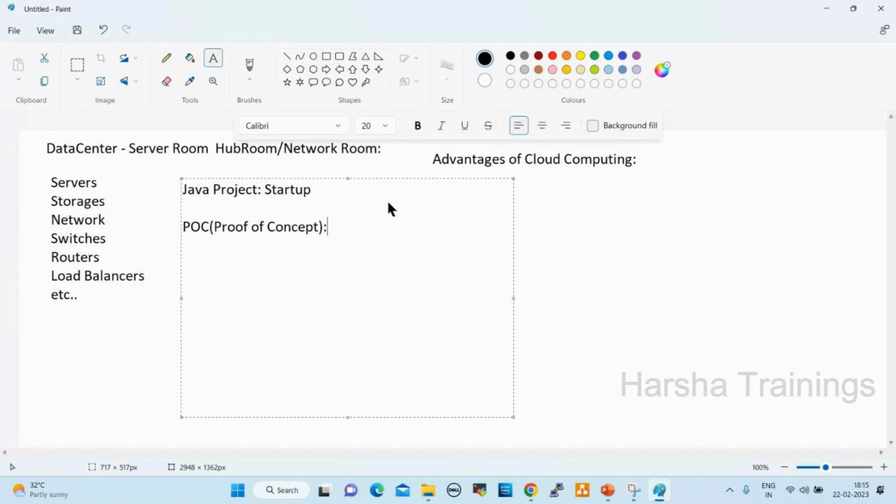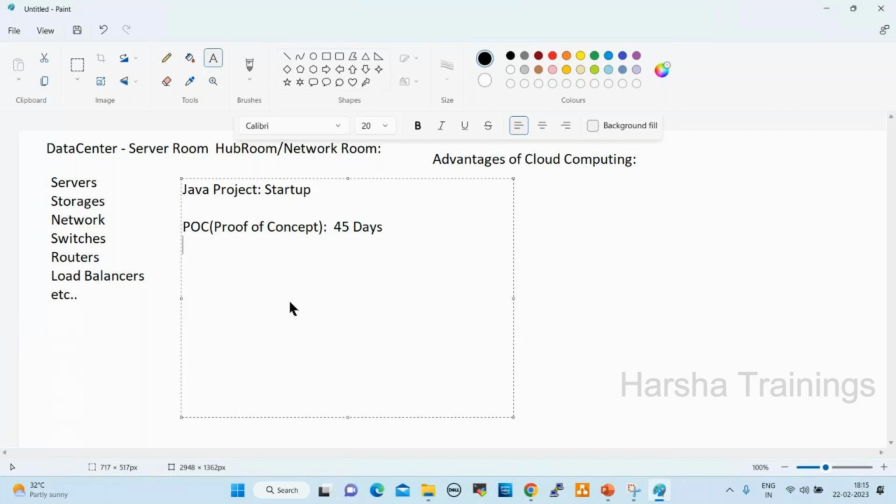The same way, when we want to get any real project, we need to prepare one POC and showcase this POC to the client. If the client approves, we get the real project, right? This POC normally takes a 45 days timeline to complete. Once it is completed, we can showcase it to the client. POC means sample project.